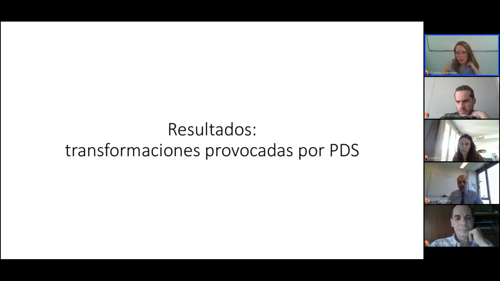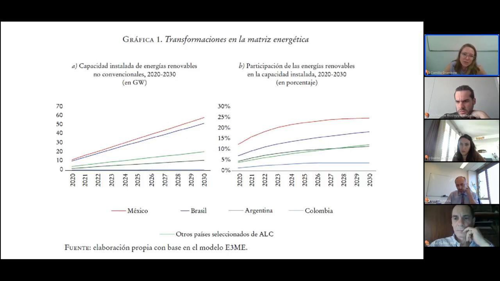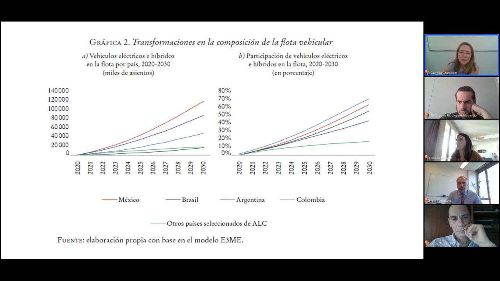But going into the results of the simulations for policies that can drive or push investments in these strategic sectors. So here you can see in the graph, I'm sorry, it's available only in Spanish, investments that lead to a transition in the energy matrix. Here you can see that we simulated a fourfold increase in the capacity of renewable energy in the region. Here you can see the simulations in terms of electromobility. So essentially we simulated policies that lead to an increase in the share of electric vehicles in the fleet.